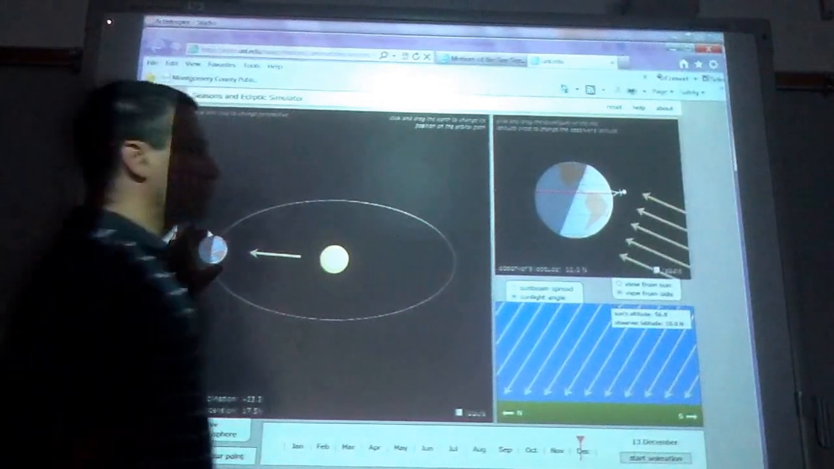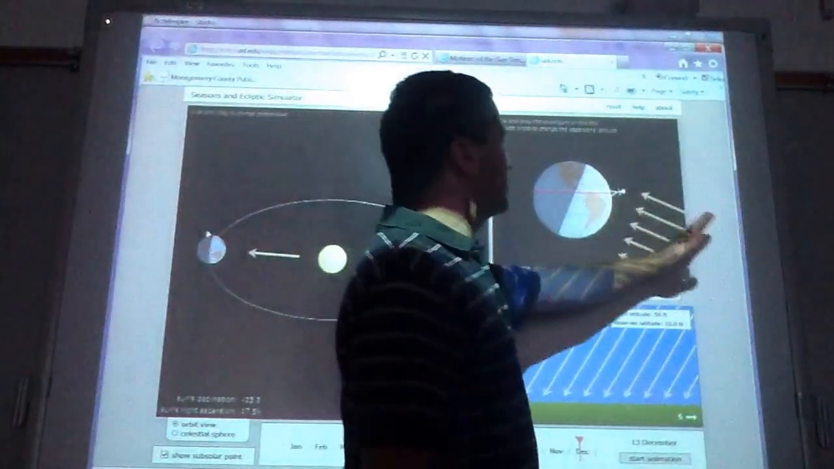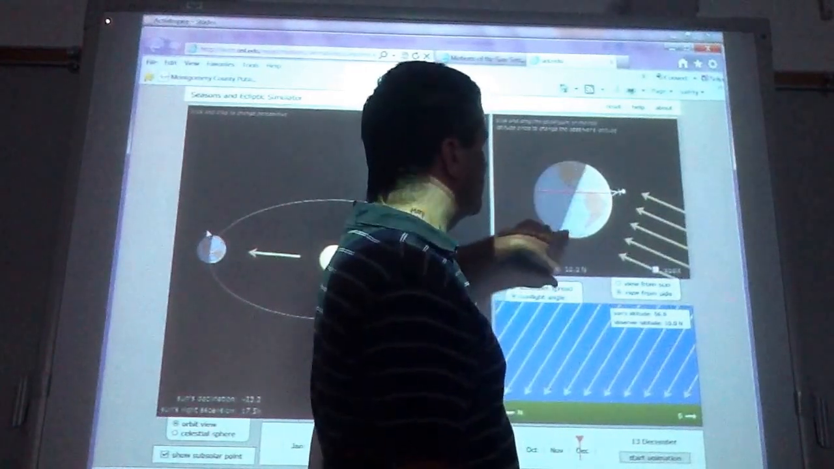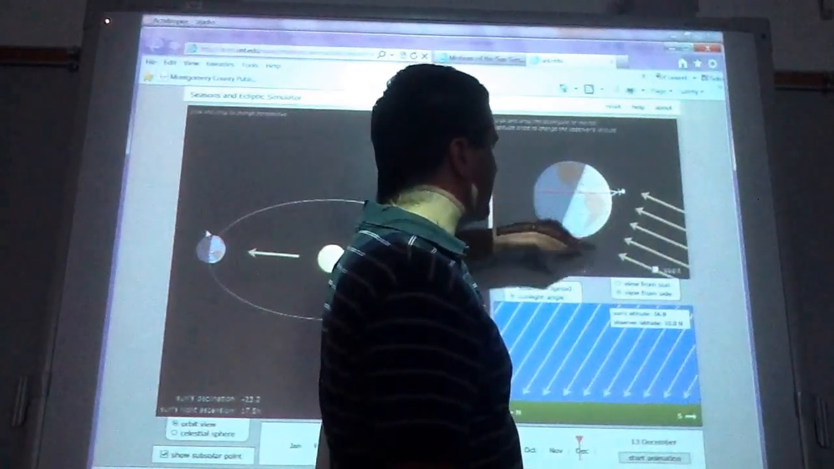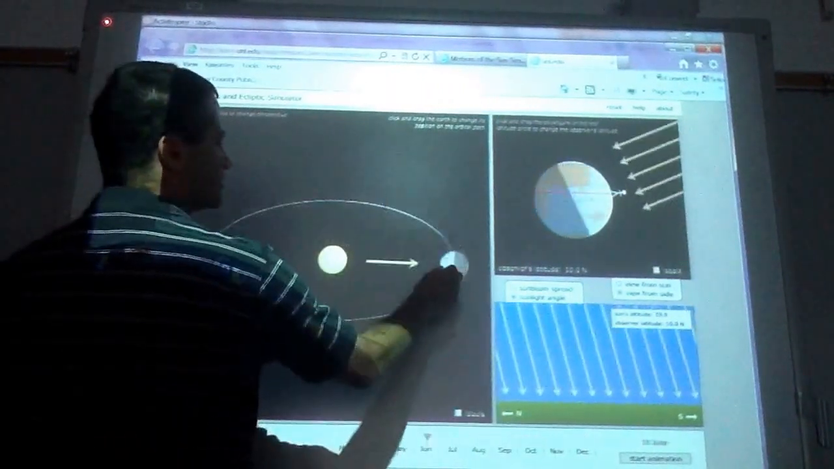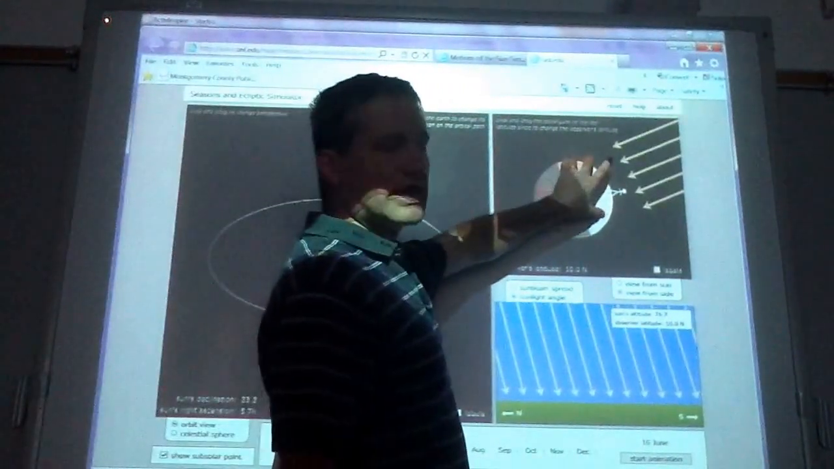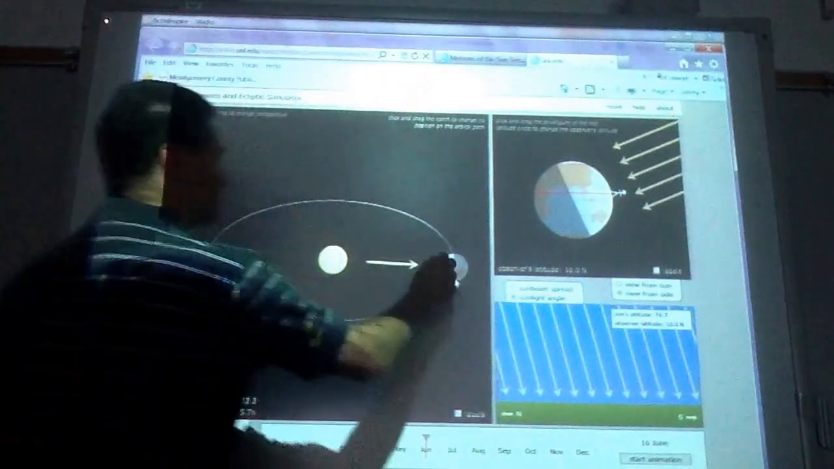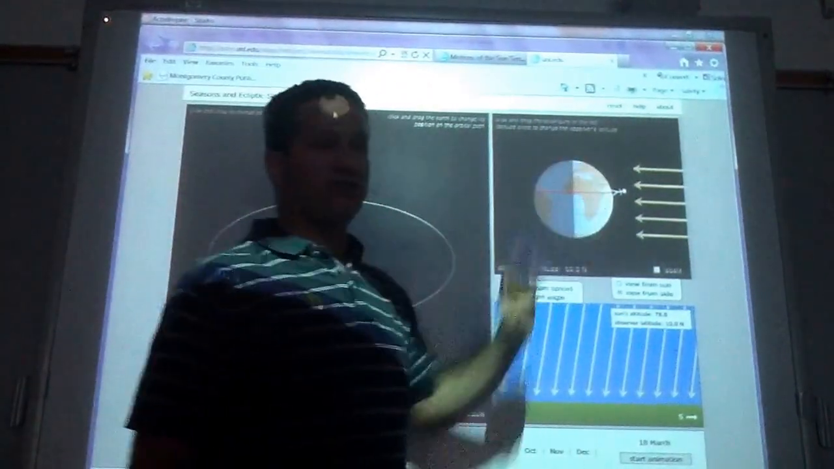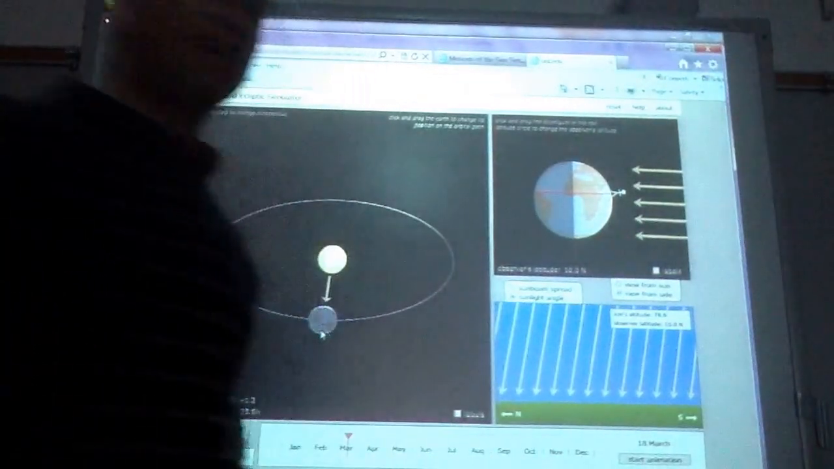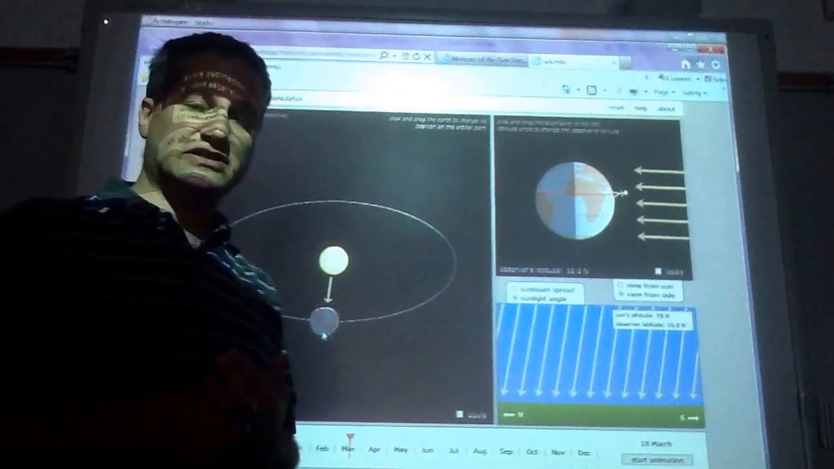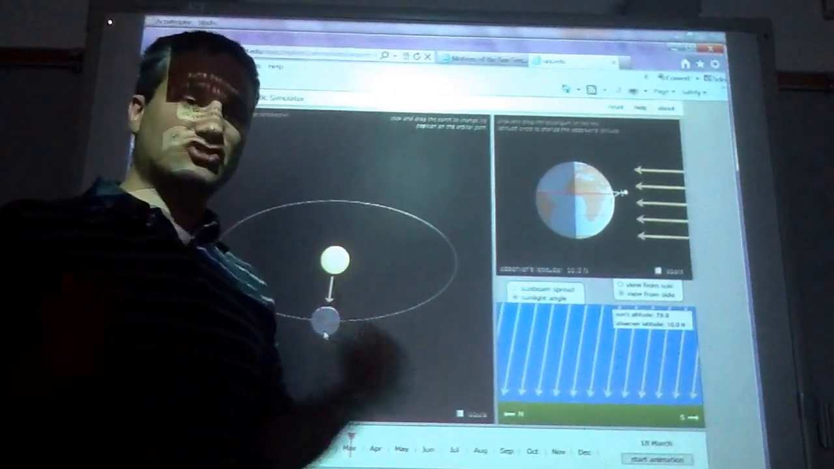And because the world's on a tilt, when the sunlight comes in, it's always lighting up half the world, but sometimes the bottom half, the southern half, gets more light. Sometimes the northern half gets more light. Sometimes it is even, where the northern and southern half get the same amount of light. And it all has to do with the way the Earth is tilted. I want to stress that.